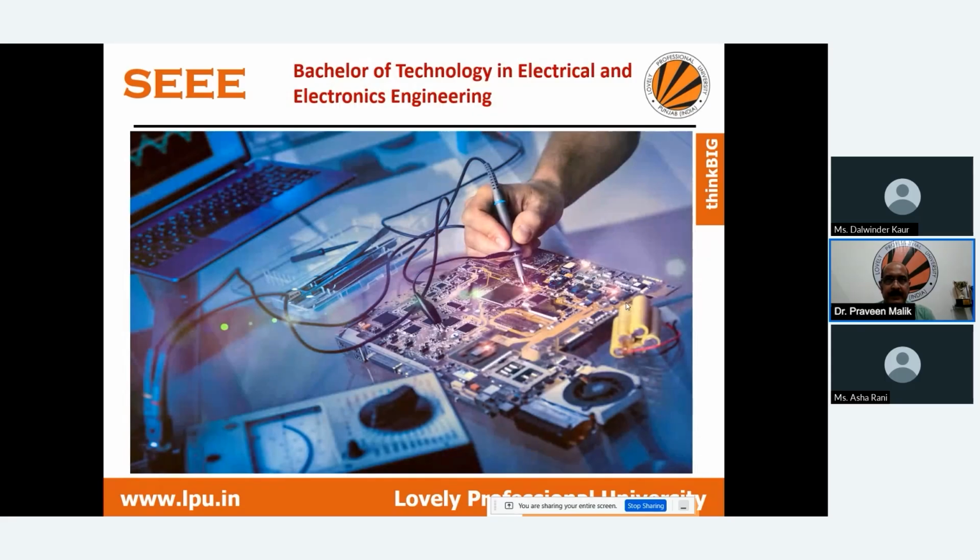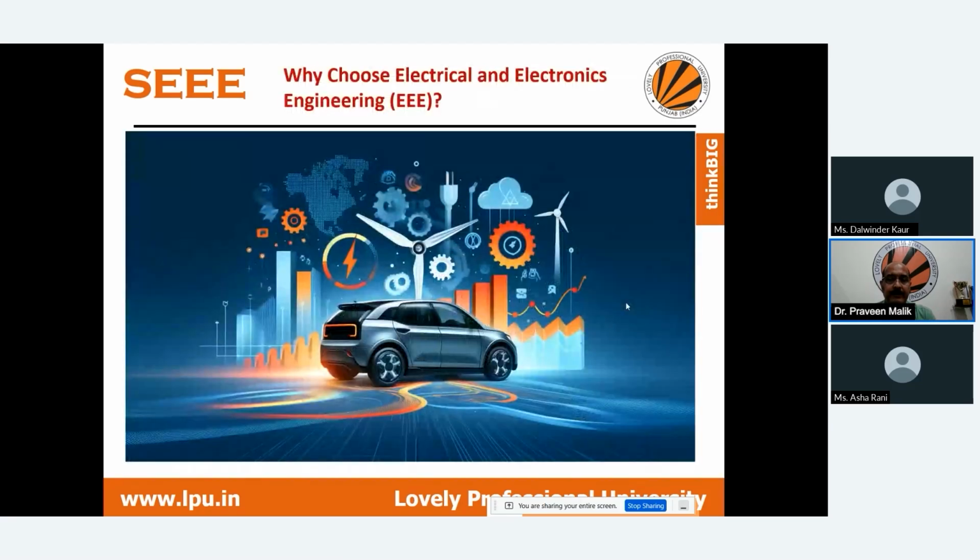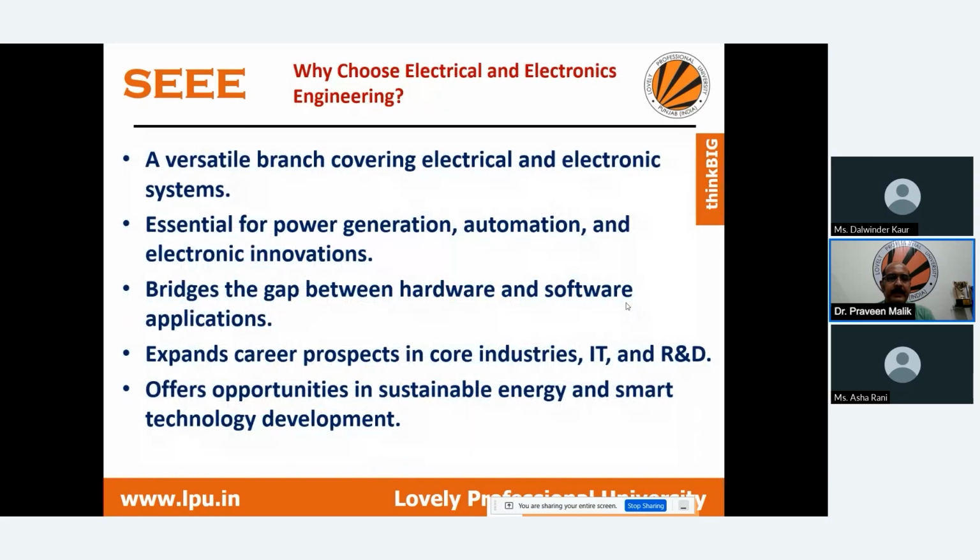Okay, now the last one is BTech EEE, electrical and electronics engineering. It is a combination of electrical and electronics both. Now, why should you choose BTech EEE? It's a versatile branch which once again covers electrical and electronic systems both, and it also makes a bridge between software and hardware applications as far as the electrical and electronic part is concerned. It is essential for power generation, and yes, of course, it is used in automation and electronic innovation also. And it can expand career prospects in core industries, in R&D, as well as in information technology also.